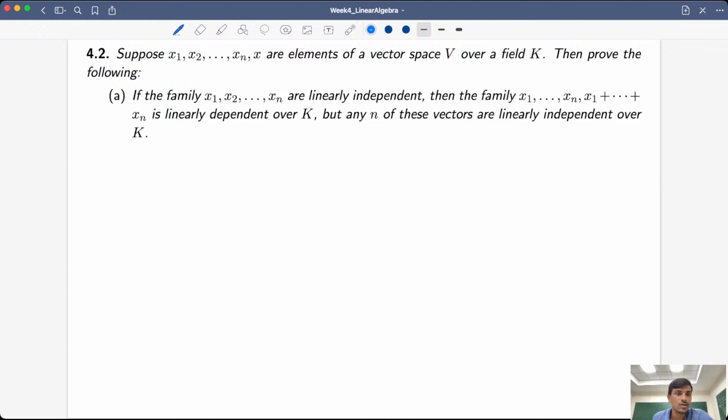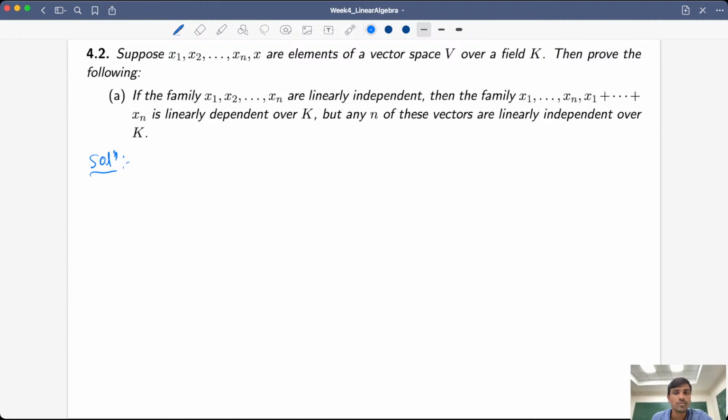So you are given this. Does anyone have any comment or any idea how to proceed? The process is exactly the same. Again, linear independence is given, and you need to show that this is linearly dependent. But recall that linearly dependent means it is not linearly independent.